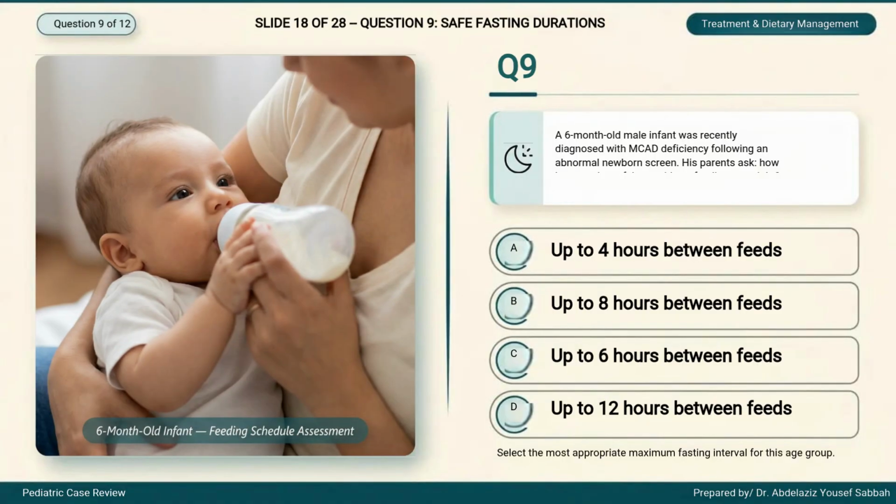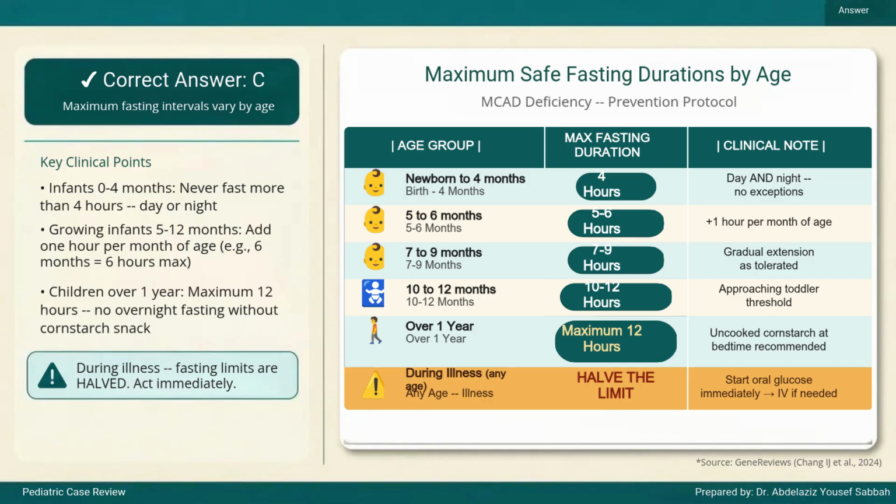Case 9. A 6-month-old male infant was recently diagnosed with medium-chain acyl coenzyme A dehydrogenase deficiency following an abnormal newborn screen. His parents ask how long he can safely go without feeding overnight. Option A, up to 4 hours between feeds. Option B, up to 8 hours between feeds. Option C, up to 6 hours between feeds. Option D, up to 12 hours between feeds. The correct answer is option C, up to 6 hours between feeds.